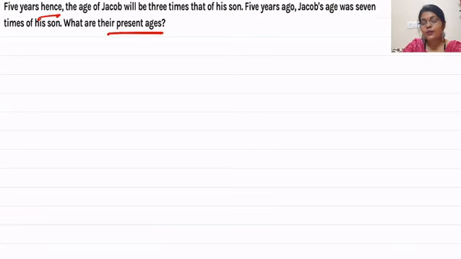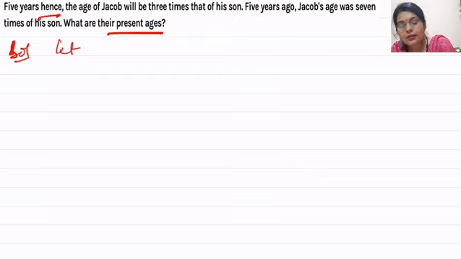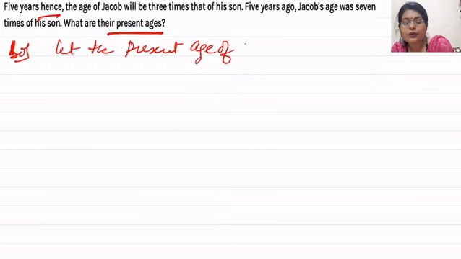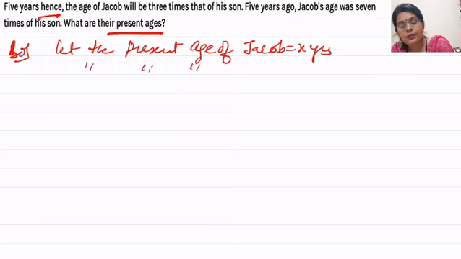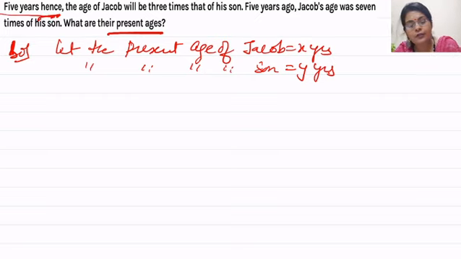First of all, what we have to do is, we have to discuss the present age of Jacob. So let the present age of Jacob be x years, and the son's age be y years. Now we will just discuss this 5 years hence and 5 years ago. The first equation will be formed for 5 years hence, and the second equation will be for 5 years ago.